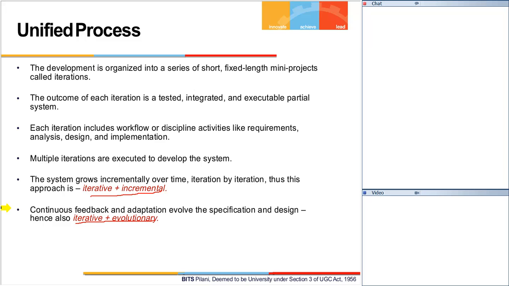So this has a unique kind of diagram as well, right? It is defined in 3 dimensions. The unified process is impacted by 3 dimensions, and that is the reason it appears as it is, right? So it is iterative, incremental, evolutionary, and so on, right? The iterations are time boxed, so they are fixed length. It is 2 to 6 weeks, right?